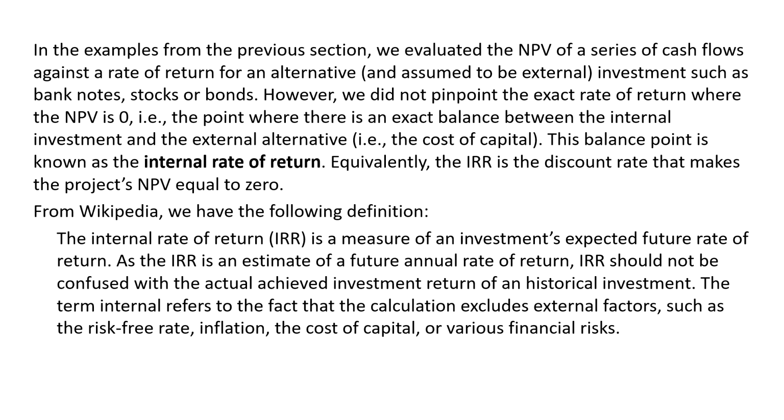In the examples from the previous section, we evaluated the NPV of a series of cash flows against the rate of return of an alternative investment such as banknotes, stocks, or bonds. However, we did not pinpoint the exact rate of return where the NPV became zero. If you recall, we looked at several discrete rates, and I might say, well, between 4% and 5%, we went from a positive NPV to a negative, but we never actually pinpointed where the NPV became zero. So that point is known as the internal rate of return, or IRR as we'll call it here. That's the acronym.